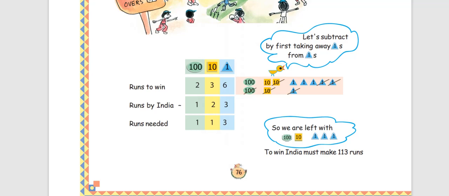There we have it. Runs to win is 236 runs, and the runs that India had already made were 123. So runs needed to win is: 6 minus 3 is 3. 3 minus 2 is 1. And again 2 minus 1 is 1.